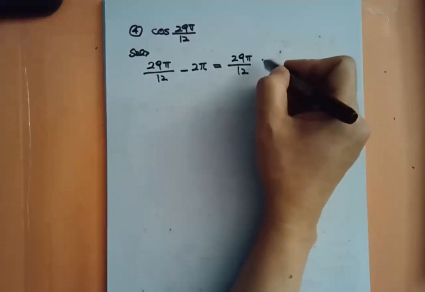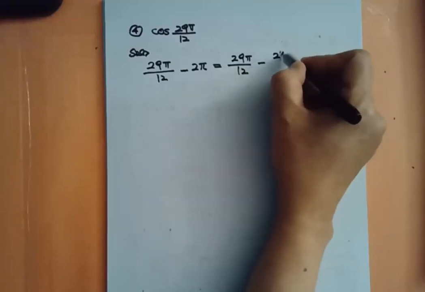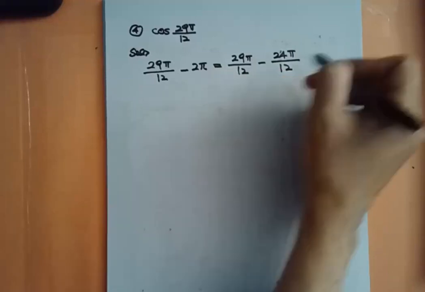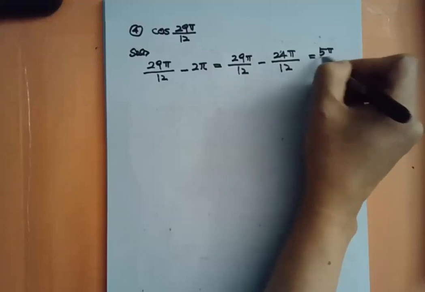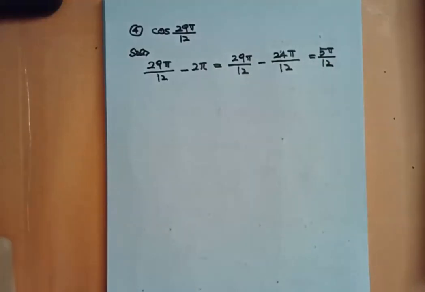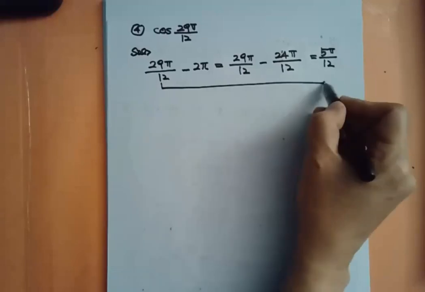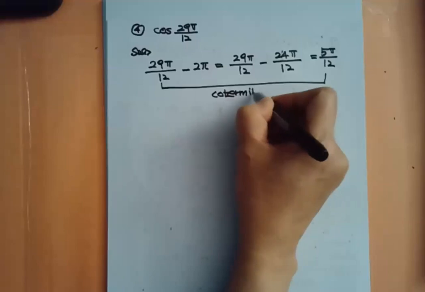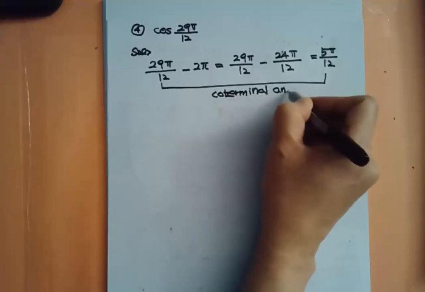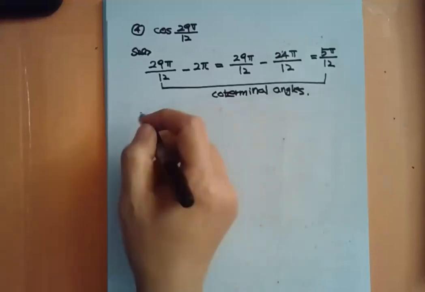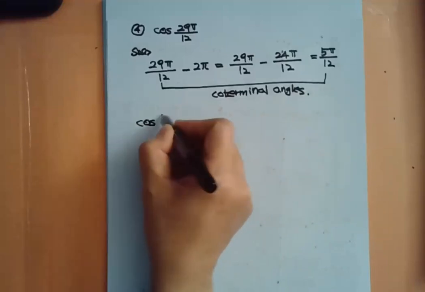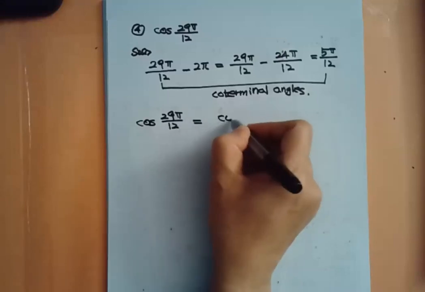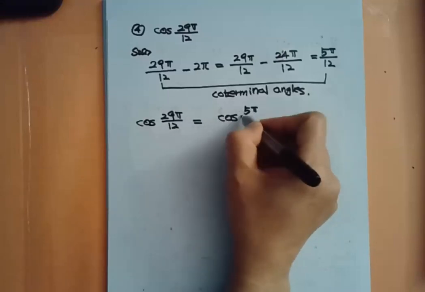29 pi over 12 minus 2 pi is 5 pi over 12, since 2 pi is 24 pi over 12. So what I did was coterminal angles. So cosine of 29 pi over 12 is cosine of 5 pi over 12.